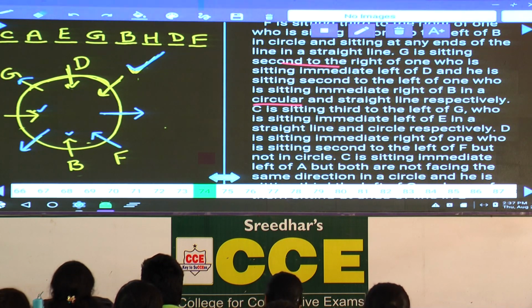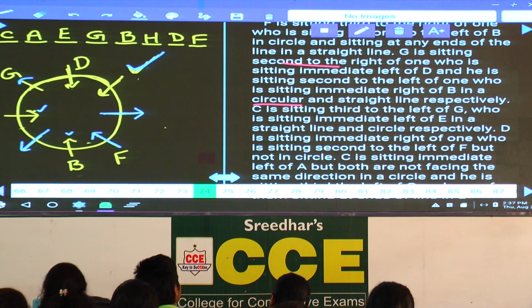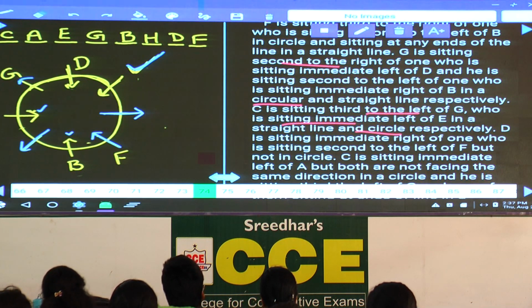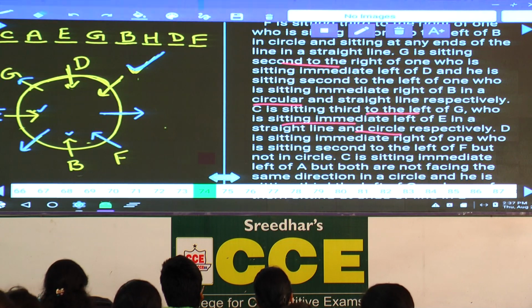And B in a circle. C is seated third to the left of G, which means G is away from the center. G is sitting to the immediate left of E in a circle. Now, in the circle means the second case. What is the second case here? G is to the immediate left-hand side of E. So where should this E be? E must be here. As the immediate left-hand side, this E must be facing towards the center only. Done with this? Now we have done with this one.